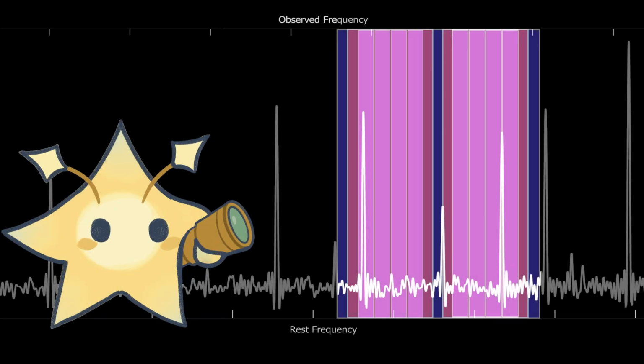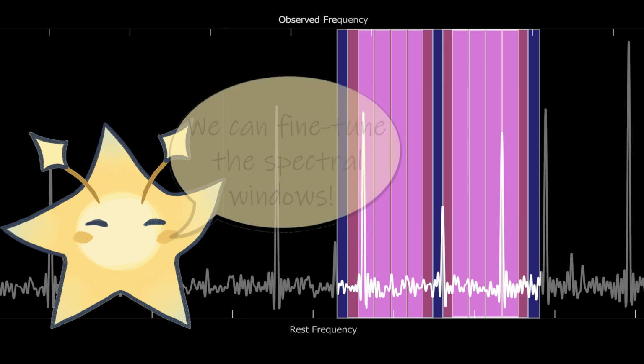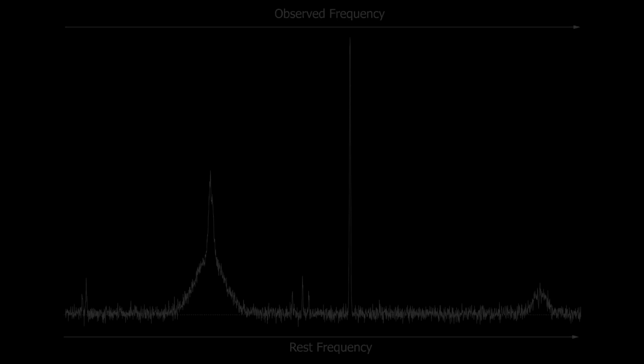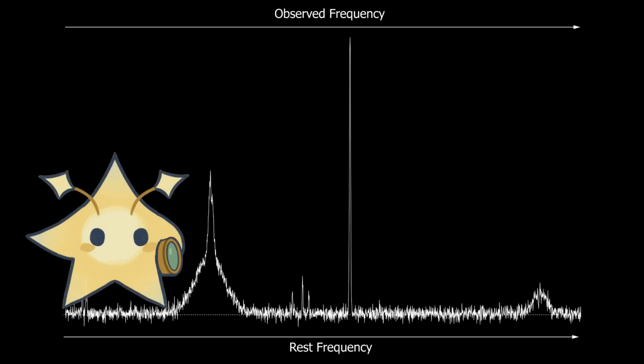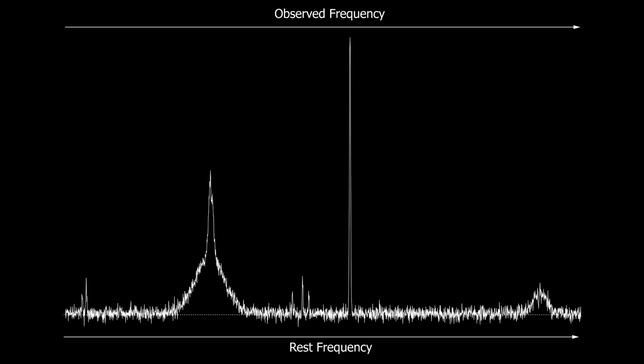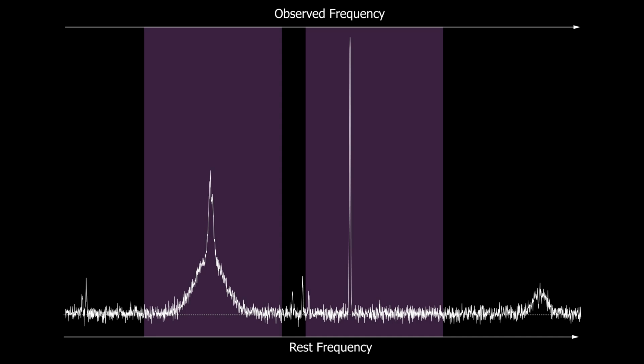Let's look more closely at spectral windows. With ALMA, you can fine-tune the center frequency, bandwidth, and frequency resolution of each spectral window separately. Let's say that you're observing a target whose true spectrum looks like this. When we observe this target with our chosen spectral window, the spectrum will be sampled with a certain frequency resolution.